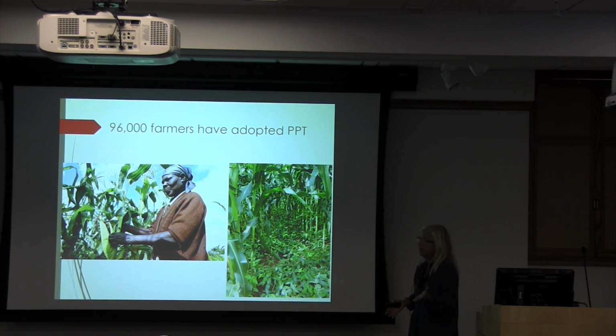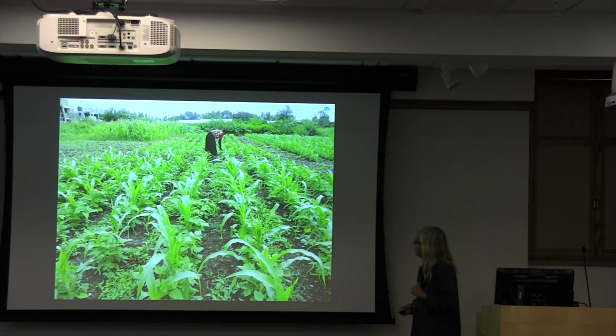So at this point, about 96,000 farmers have adopted the system, mostly in Western Kenya, but also in Uganda, Malawi, and Tanzania, particularly in areas where striga is a problem. And also some of the areas that are a little drier where there's other challenges. And ISIPE has been instrumental in disseminating this.